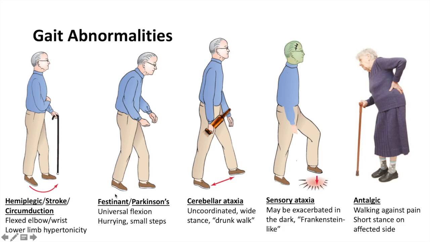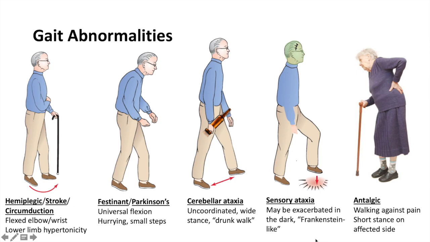Another one, like in Parkinson's, is a universal flexion, and they're going to be taking hurried small steps. In cerebellar ataxia, which you're going to go over more when you're talking about the cerebellum in neuroanatomy in the spring, it's more of an uncoordinated wide stance, more of a drunk walk. Sensory ataxia sort of sounds like what it would be. So they're taking these steps down because they don't have good sensation.